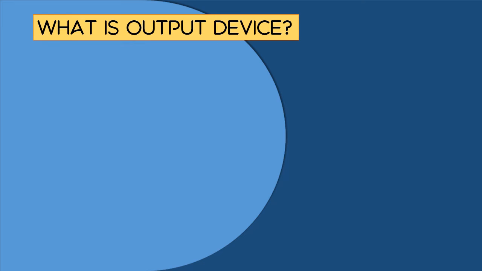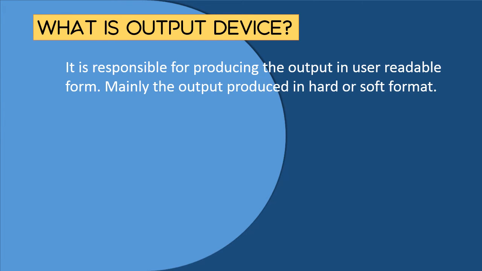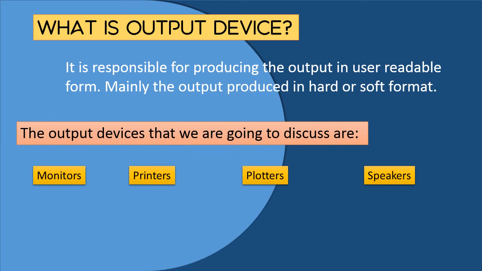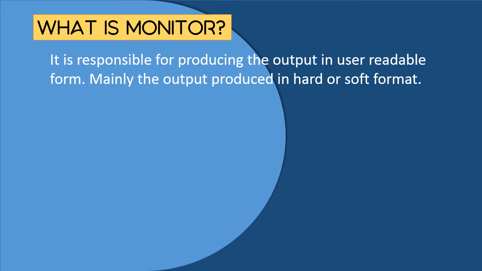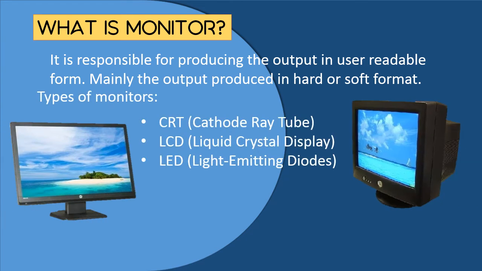What is an output device? It is responsible for producing the output in user-readable form, mainly the output produced in hard or soft format. The output devices that we are going to discuss are monitor, printer, plotter, speaker. What is a monitor? It is responsible for producing the output in user-readable form, mainly in soft format. Types of monitors: CRT, cathode ray tube; LCD, liquid crystal display; LED, light-emitting diodes.